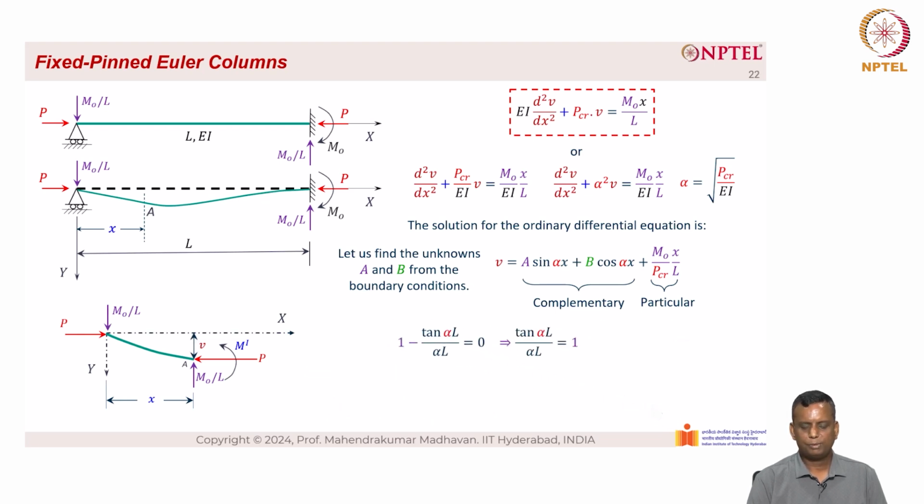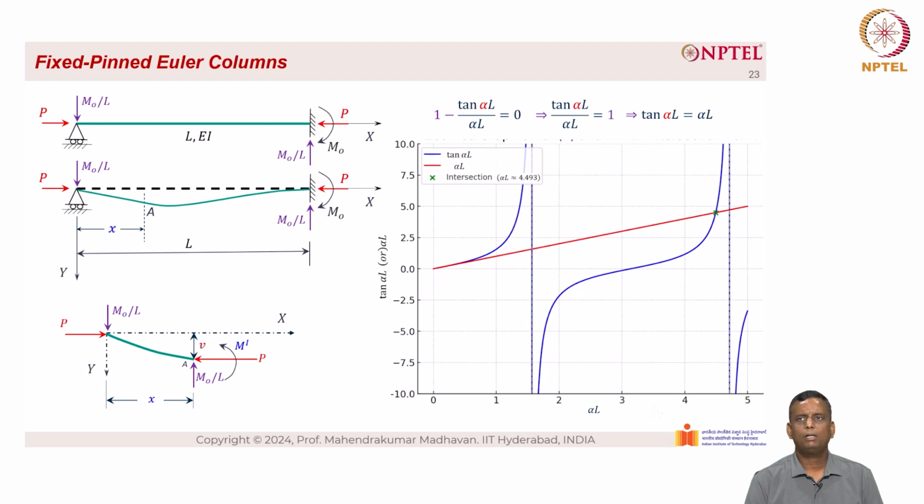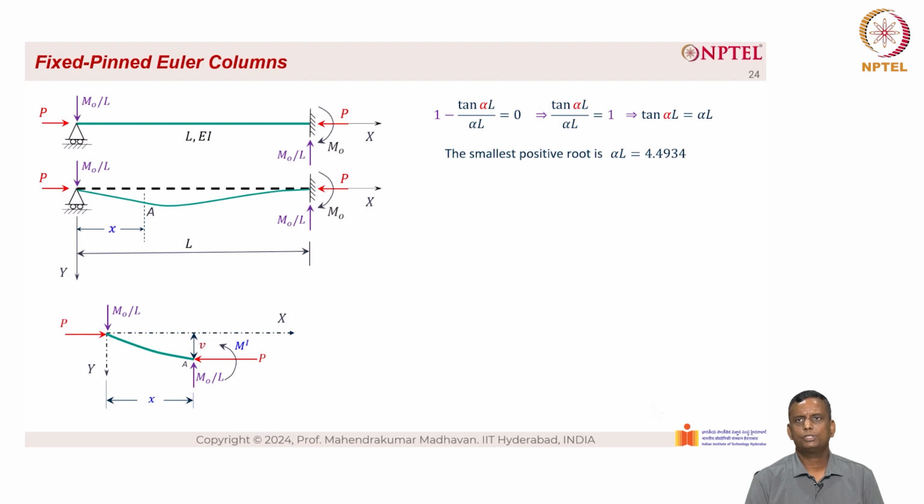So when we further simplify this, we get tan alpha L divided by alpha L equals 1, which indicates tan alpha L equals alpha L. When we plot the two equations, we have alpha L on the x-axis, and on the y-axis we have tan alpha L or alpha L. The blue colored line indicates tan alpha L and the red colored line indicates alpha L. The intersection between alpha L and tan alpha L happens at alpha L equals 4.4934. Now the smallest positive root is alpha L equals 4.4934.